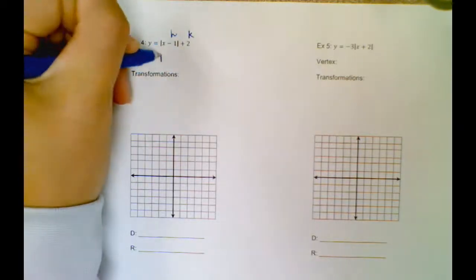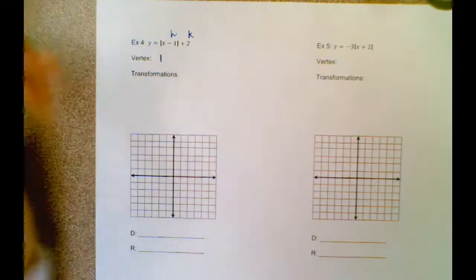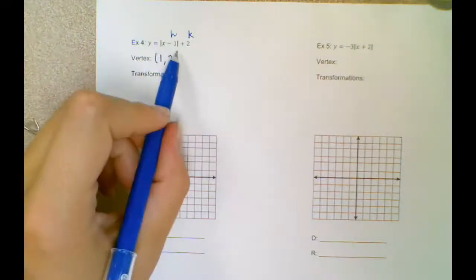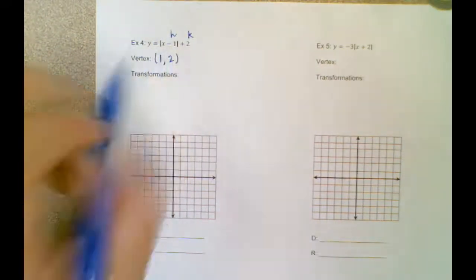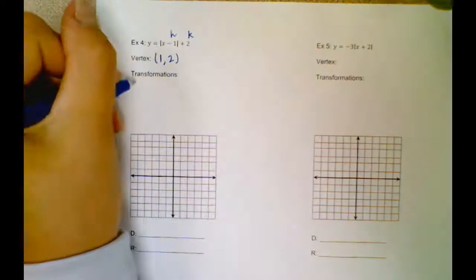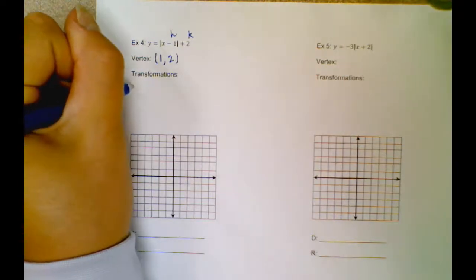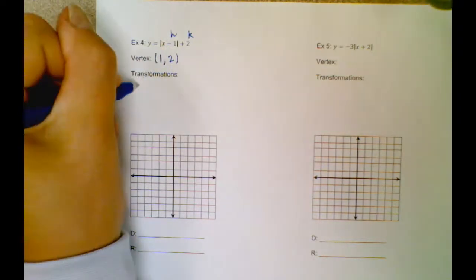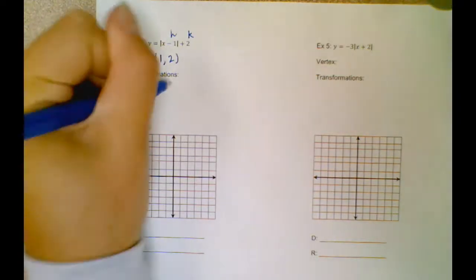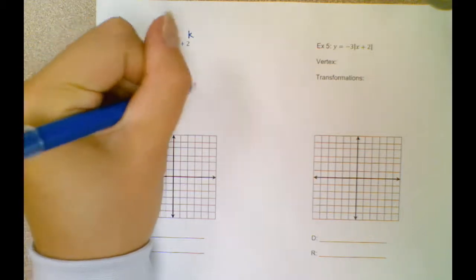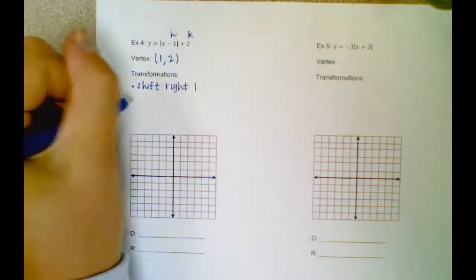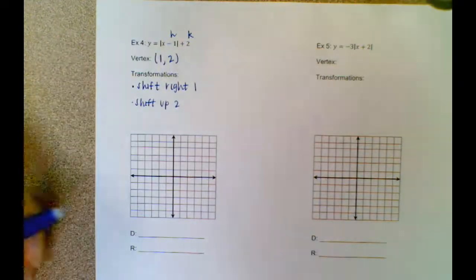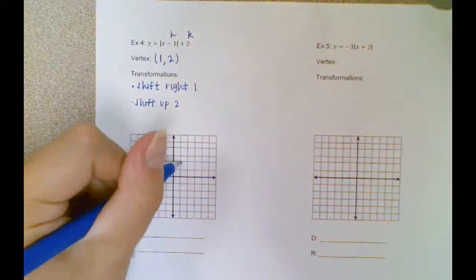The H value is 1. Don't get confused with that negative sign. K value is 2. I'm going to have 2 transformations here because there's only 2 different things that I see compared to the parent function. So this H value right here, remember, means we're moving to the right. So shift right 1. That K value is positive, so shift up 2. Alrighty, so I have 1, 1, 2.